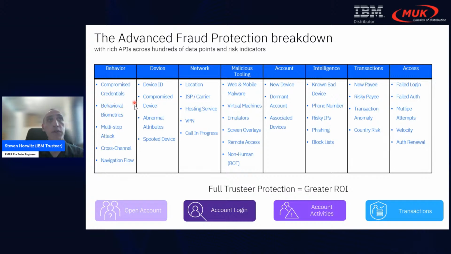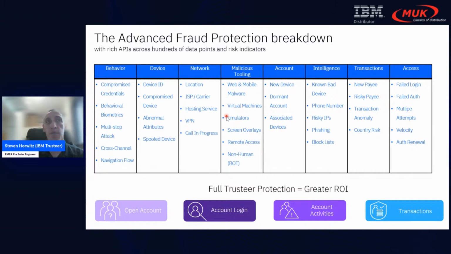From a device point of view, we want to know more about this device. Have we seen it before? Is it new? How is it behaving? Is it giving an indication of a spoofed device, or is it trying to hide something from us? From a network point of view, is there a VPN? Is there a call in progress? Is the carrier risky? Is the ISP risky? Is it new in the account? Is the location new? All these things are going to combine. And on the next screen, I'll go through it in more detail to give us a picture of unusual accesses.